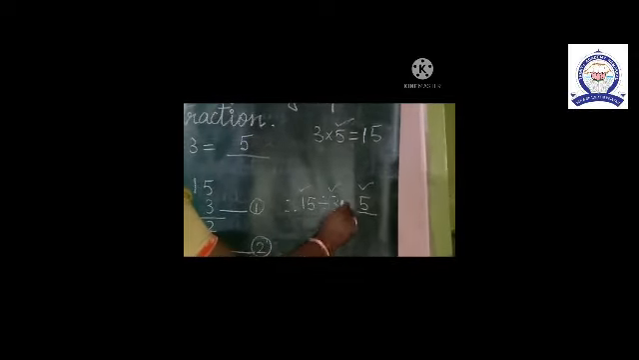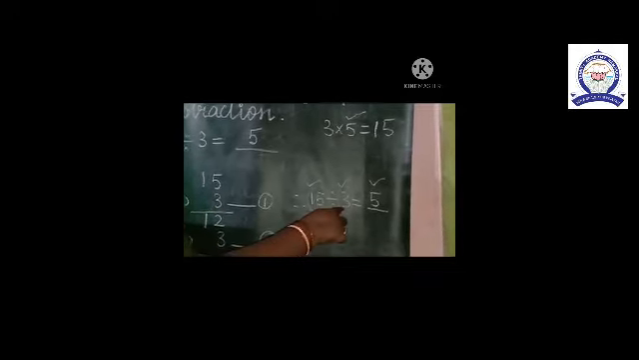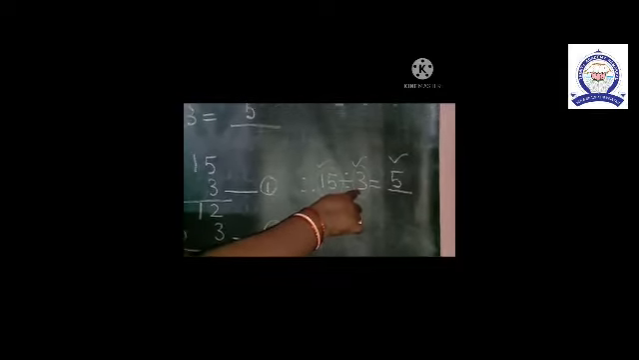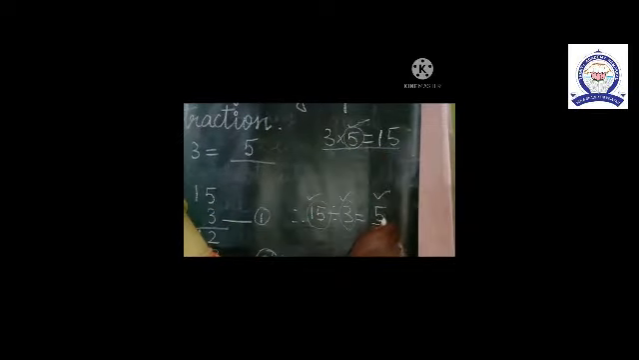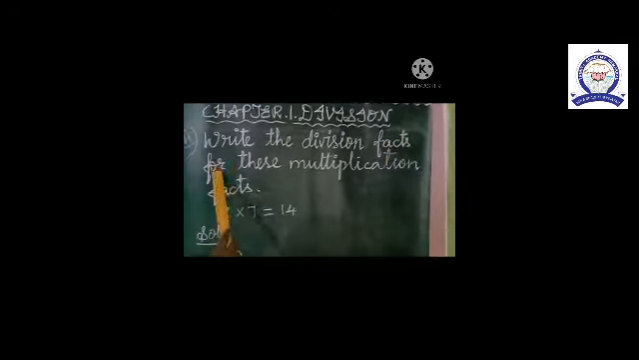Is it clear, children? First you do the sum, we get the answer up to 0. How will we check the answer? You say the 3 table up to we get the answer 15. 3 1s are 3, 3 2s are 6, 3 3s are 9, 3 4s are 12, 3 5s are 15. So our answer is correct. Is it clear, children?